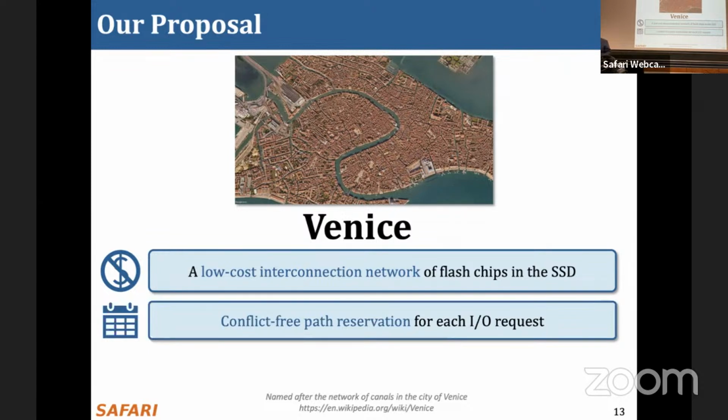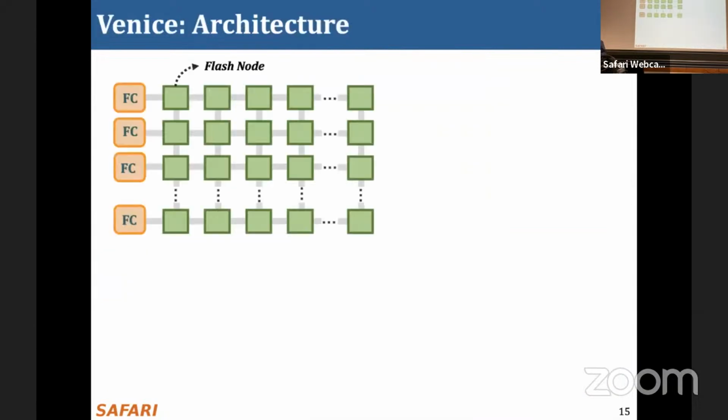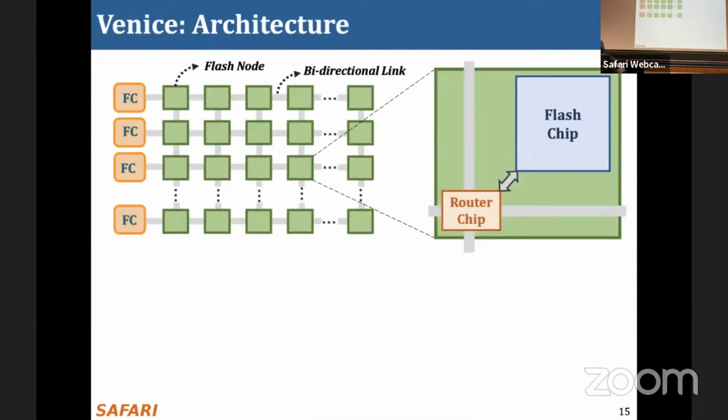So Venice: a low-cost interconnection network of flash chips in the SSD, conflict-free path reservation for each I/O request, and a non-minimal fully adaptive routing algorithm for path identification. Let's quickly take a look at Venice. Our key idea to reduce the overhead is that we devise a new terminology, the flash node. Each flash node consists of one flash chip and a router chip, essentially. The router chip is connected to the flash chip still with 8 I/O pins.